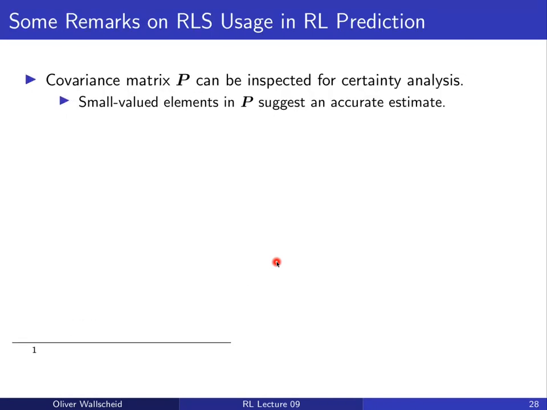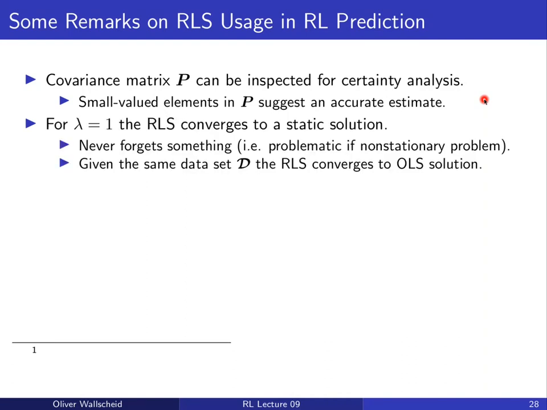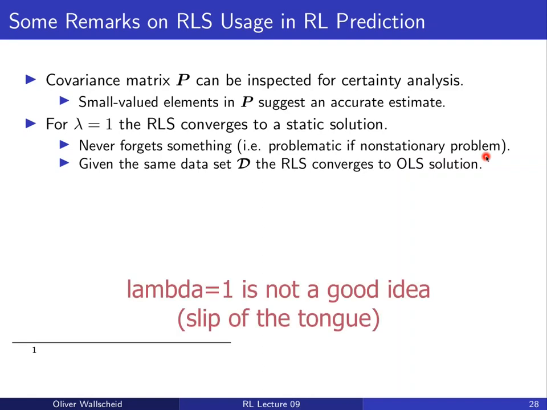Some more remarks on the usage of recursive least squares in the prediction scenario. We already discussed that the covariance matrix P can be inspected for the certainty analysis. Small values in P suggest that the estimate by the linear estimator W is rather accurate. High values in P, of course, indicate the opposite. Then lambda, the forgetting factor, is an optional parameter. If we put lambda to 0, then the recursive least squares converges to the static solution of the OLS, and we don't forget anything over time. That would, of course, be problematic if we have a non-stationary problem. So either if our environment changes over time or if our policy is changing over time, putting lambda to zero wouldn't be the best idea.